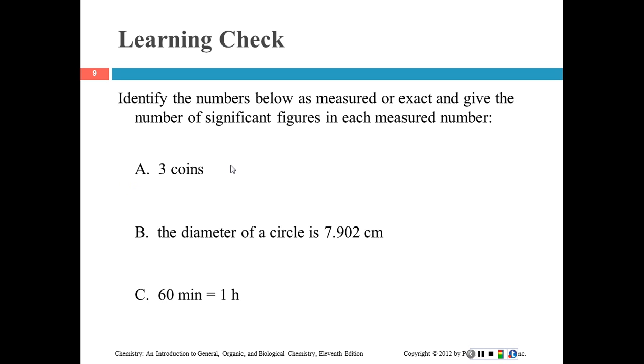3 coins, is that exact or is that measured? Well, that is exact, okay, because we counted them. And that has 1 significant figure in it, but it's an exact number, right? So it really doesn't matter. The diameter of a circle, that is measured. That's something that we would measure. And so how many significant figures does that have? 4. That's right, because that 0 is in between 2 other numbers. 60 minutes equals 1 hour. Is that measured or exact? Exact, okay, because that is a definition. Okay, all right, very good.